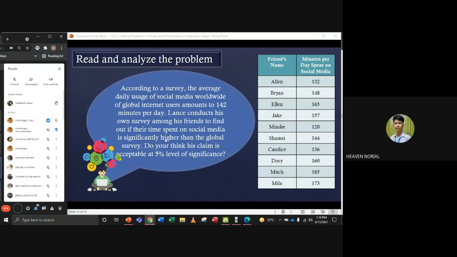One-tailed test, particularly right-tailed test. Right-tailed test? No, I'm referring to the method. So what method are we going to use to test the claim of Lance? Z-test, sir. Z-test, that is actually the statistic test. I'm referring to the method. T-distribution? From the previous discussions that we have, that is the first topic.